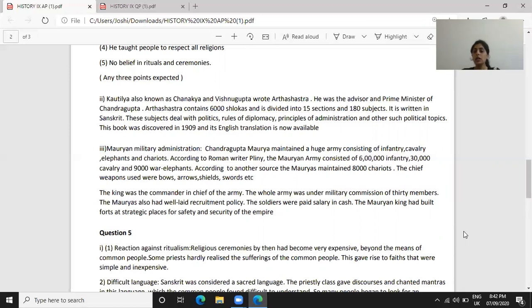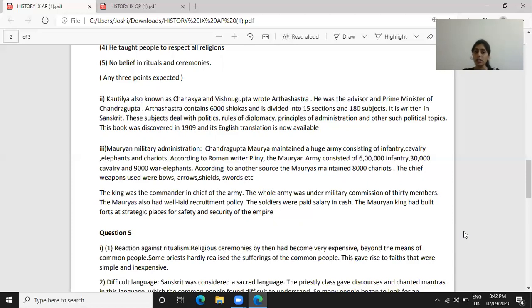Next point, according to another source, the Mauryans maintained 80,000 chariots. Next, the chief weapons used were bows, arrows, shields, swords, etc. The next point, the king was the commander-in-chief of the army. The whole army was under a military commission of 30 members.